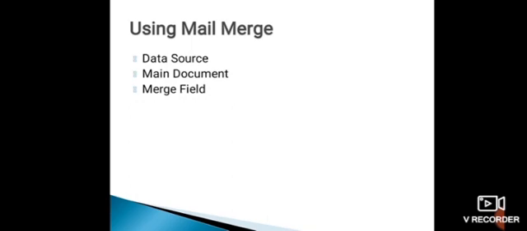Mail merge involves three basic steps: creating a main document, specifying a data source, and merging the data source with the main document. Let's do it practically with the help of the computer.